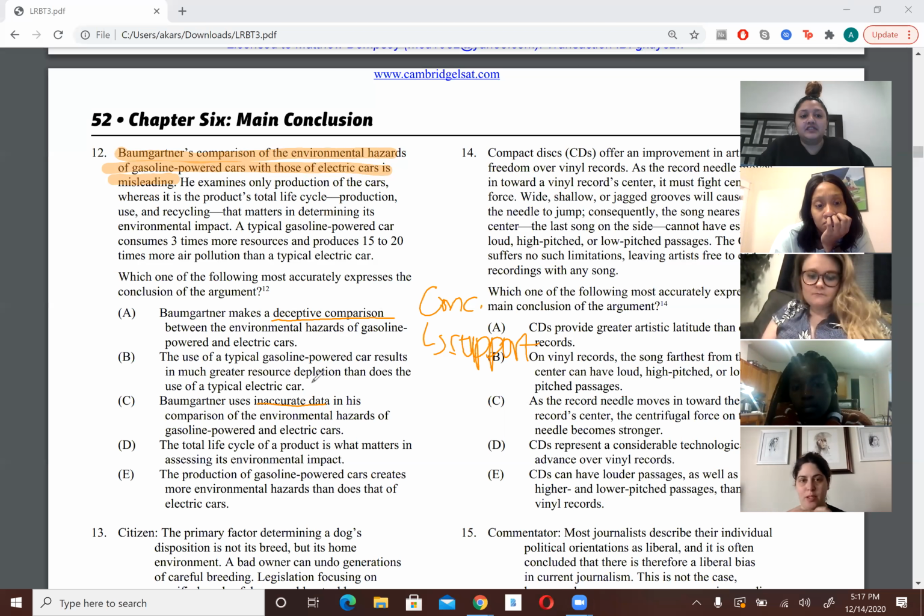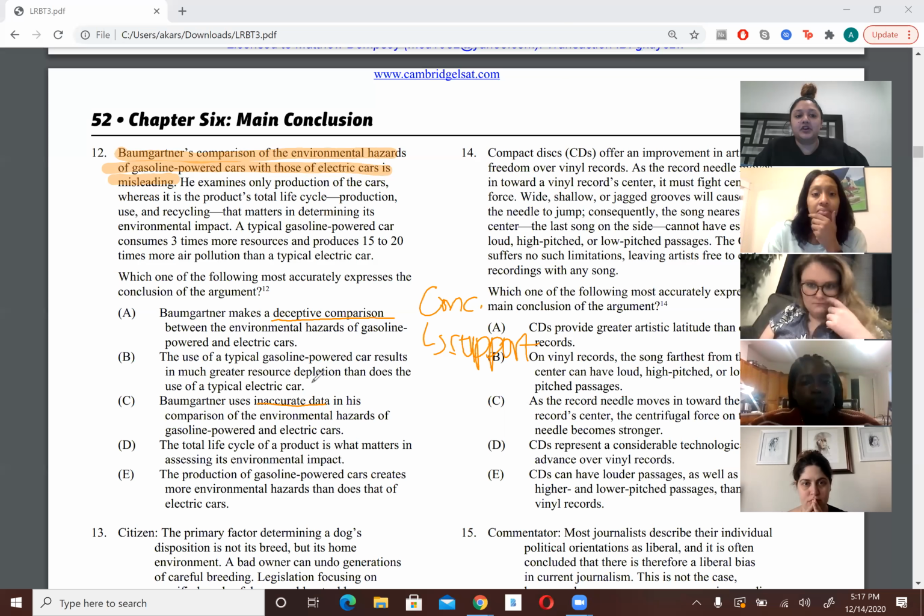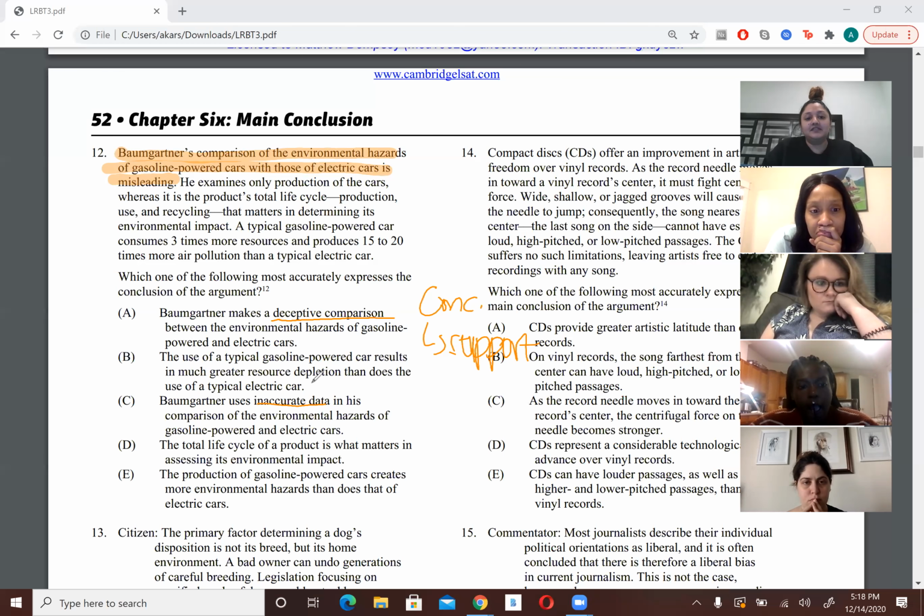Let's see. I need to read this again just because it's a stimulus and I don't remember everything. Baumgartner's comparison of the environmental hazards of gasoline-powered cars with those of electric cars is misleading. He examines only production of the cars, whereas it is the product's total life cycle, production, use, and recycling that matters in determining its environmental impact. A typical gasoline-powered car consumes 3 times more resources and produces 15 to 20 times more air pollution than a typical electric car. A says he makes a deceptive comparison between the environmental hazards of gasoline-powered and electric cars, and C says he uses inaccurate data in his comparison. We don't really know that the data is inaccurate, and that's what throws me off for C.